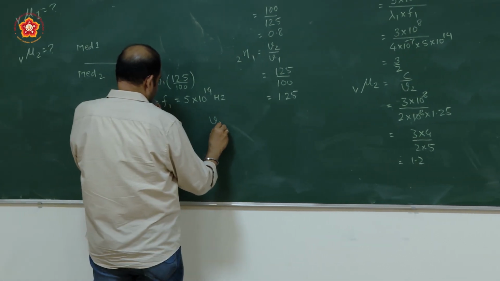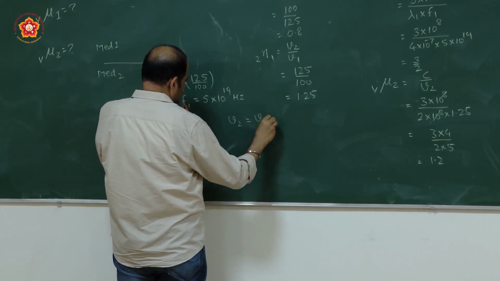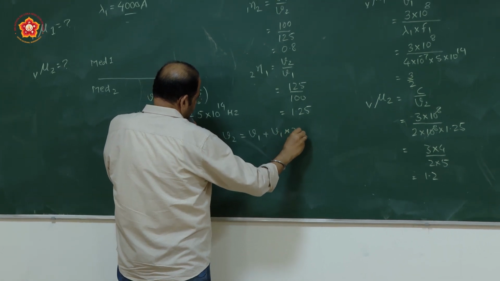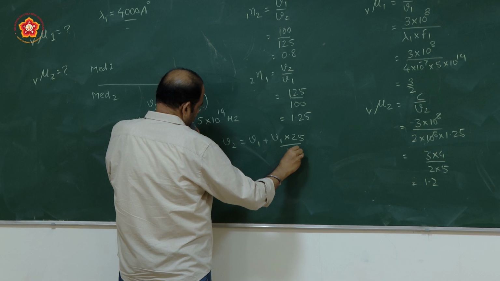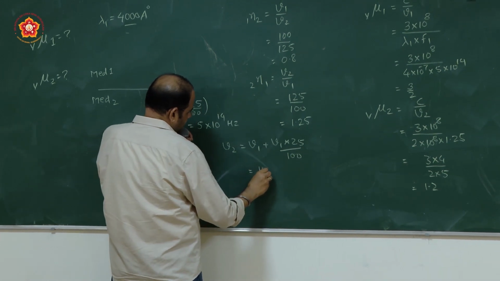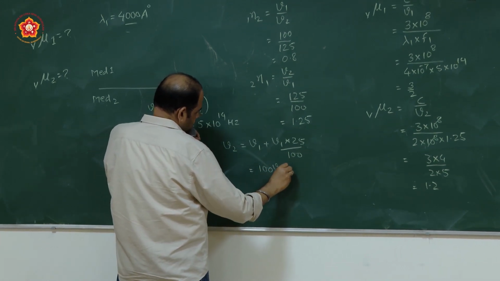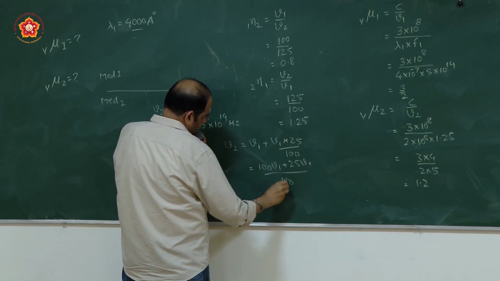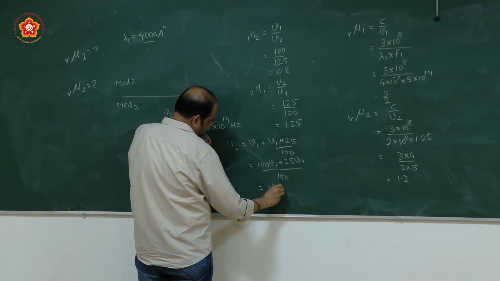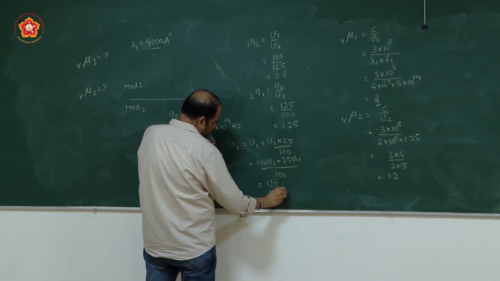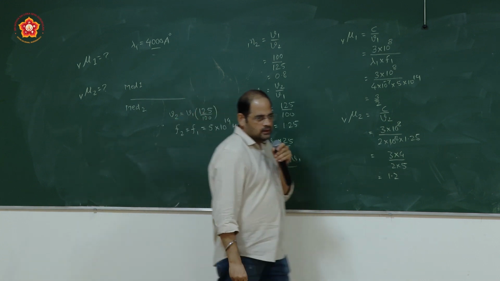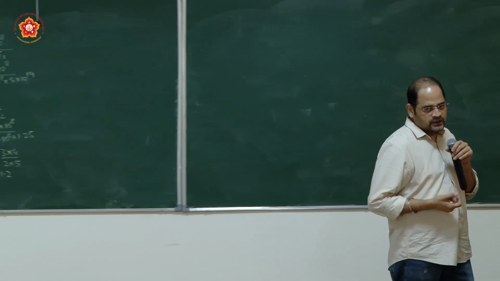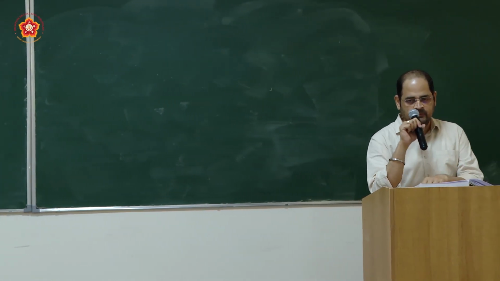Velocity in the second medium is equal to velocity in the first medium plus velocity in the first medium multiplied by 25 upon 100. So this will be giving me 100 V1 plus 25 V1 divided by 100. So you are having 125 upon 100 into V1. The speed is increasing by 25%. That is why we are able to put down that additional figure, 25%.